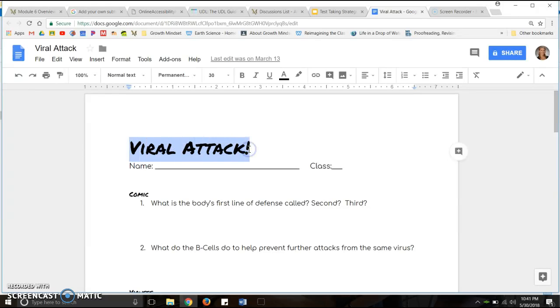Viral Attack. It's a really fun website where they get to look through a comic, and they follow how a virus is attacked by T cells and B cells and macrophage cells, and all those are little superheroes that attack a virus, and it's really cool.